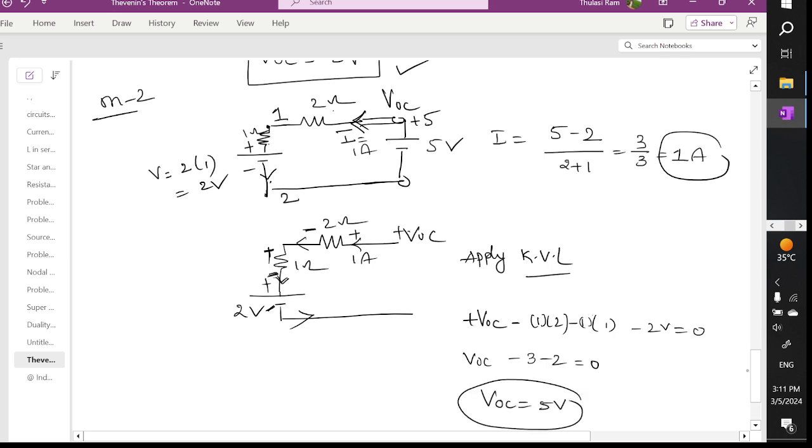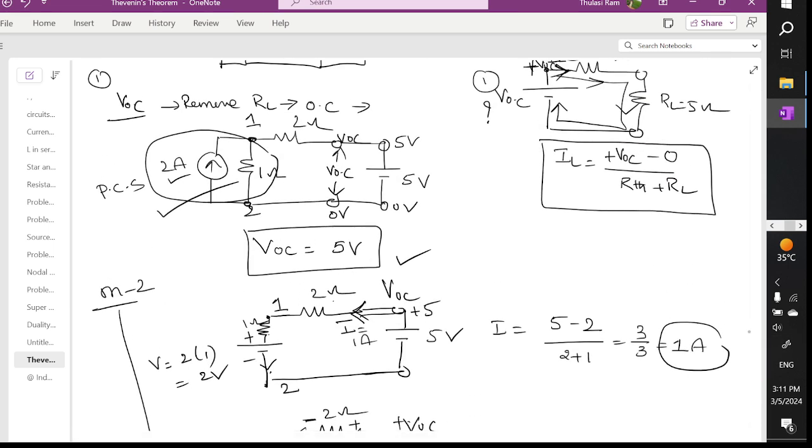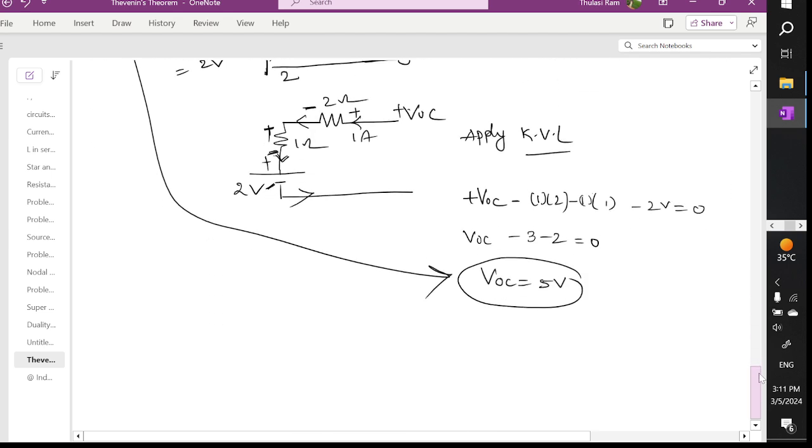You see here, this is by method 2. How much did you get? The open circuit voltage is 5 volts. Without solving also I am saying that the voltage at this point, both are the same. The voltage here is plus 5 and VOC is also directly plus 5. So whichever method you use, the answer will remain the same. So you got VOC as 5 volts. Now the second step is finding out R internal.